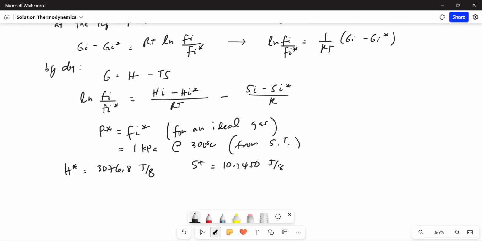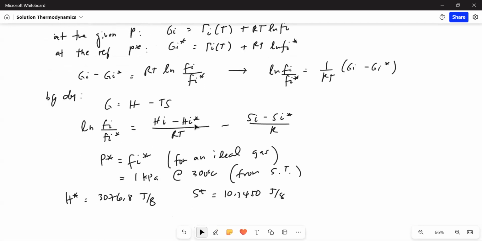Okay, so now we have the reference. Going back to our equation, we have this value for the reference enthalpy and entropy. Our reference fugacity is equal to 1 because we assume that it behaves as an ideal gas at this pressure, 1 kilopascal. So this Fi star is 1 kilopascal. Okay, so now we iterate using different pressures. For different pressures, we would read the enthalpy and entropy. Okay, so let's do that.